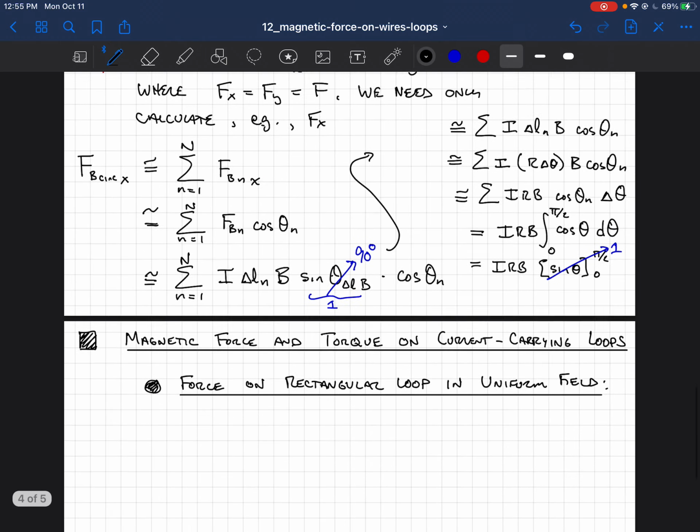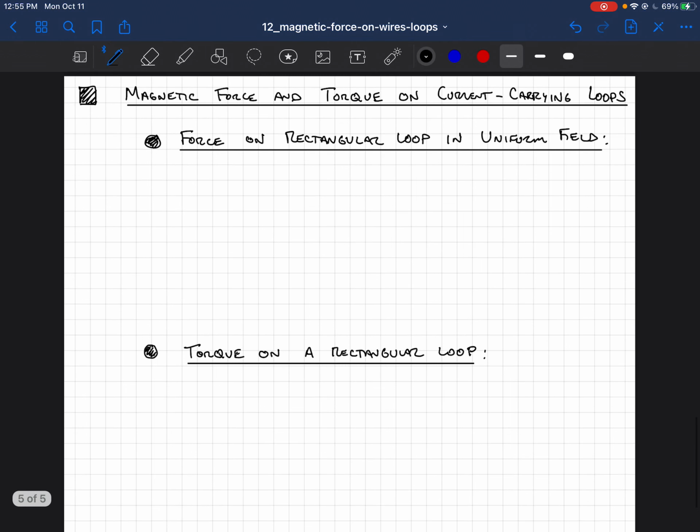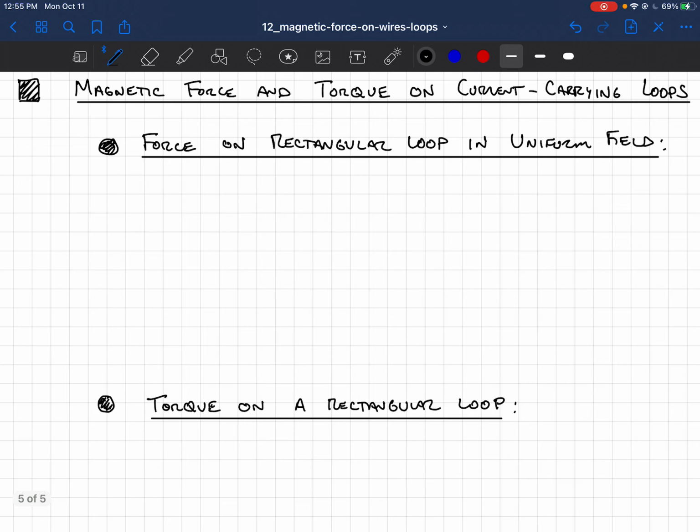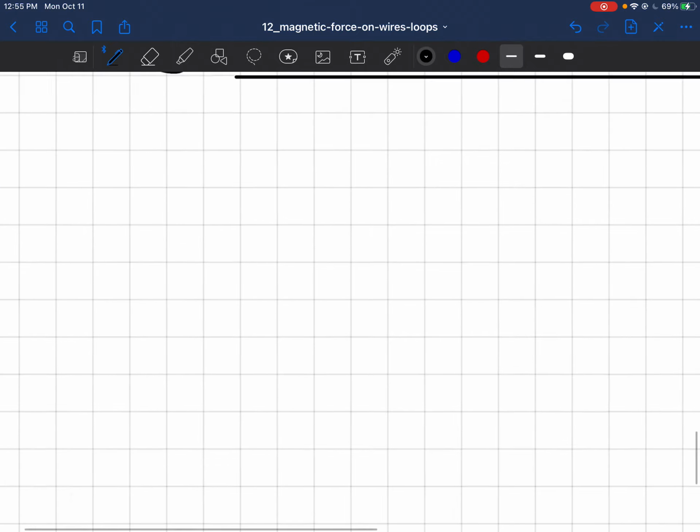Okay, so let's move on to the last section, which is the magnetic force and torque on loops of current carrying wire. So a loop just means that we have a closed loop, and of course it's difficult to make a closed loop. I guess you could put a battery inside of a loop. So yeah, let's write down what that might mean.